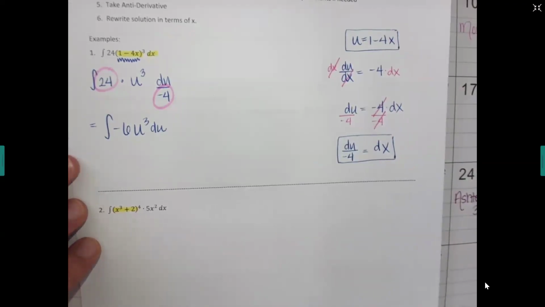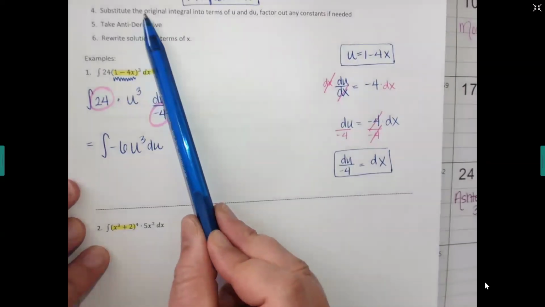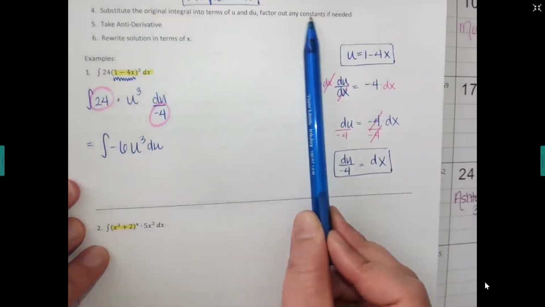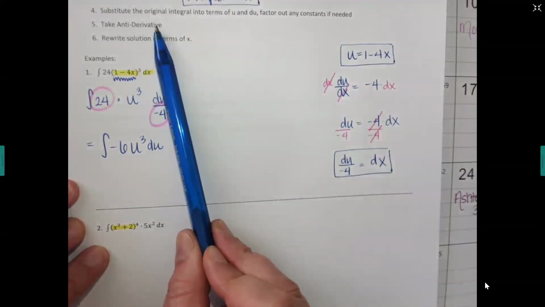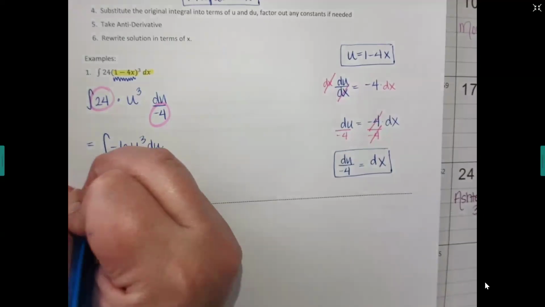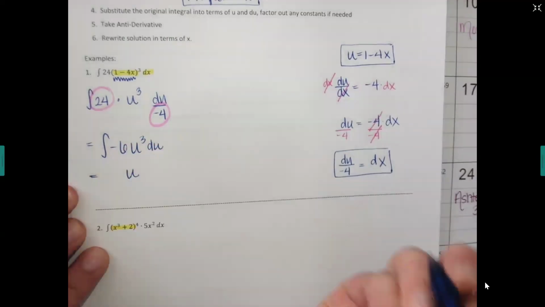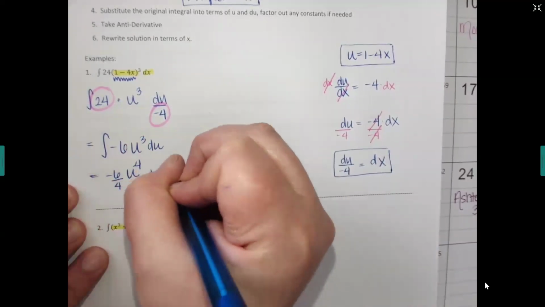Okay, from here, look at the next step. So I did my substitution. I did my constant. Now I'm ready to take the antiderivative. Remember, for any antiderivative, you add 1 to the power, then divide. So if this is u cubed, what's the antiderivative going to be? u to the 4. And then what do I do with the 4? Divide it on the constant in the front. So it's -6 over 4 plus c.